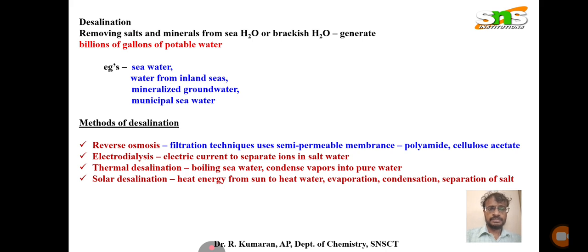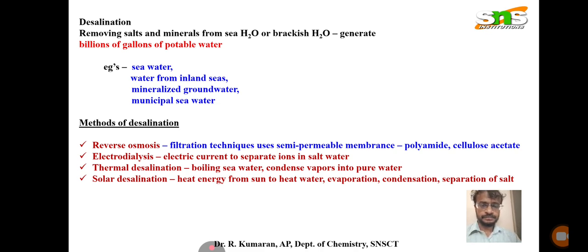Methods of desalination: reverse osmosis, which I just discussed now, a filtration technique which uses a semi-permeable membrane such as polyamide or cellulose acetate, which filters out impurities and gives the maximum purity of water. Another method is electrodialysis, where current is passed to separate ions in salt water. Thermal desalination: boiling the seawater and condensing the vapors into pure water.